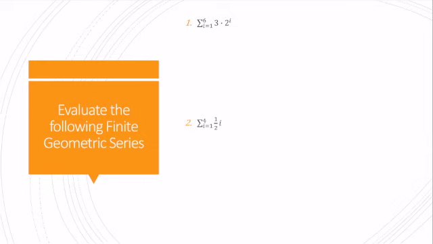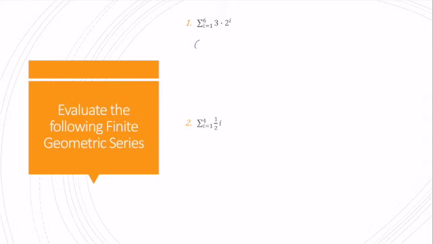Let's take a look at these functions. We have an r, right? These are geometric. We aren't adding or subtracting anything. We're multiplying. We've got i as an index. So let's find the first couple terms so that we can determine the ratio. We want to find r.